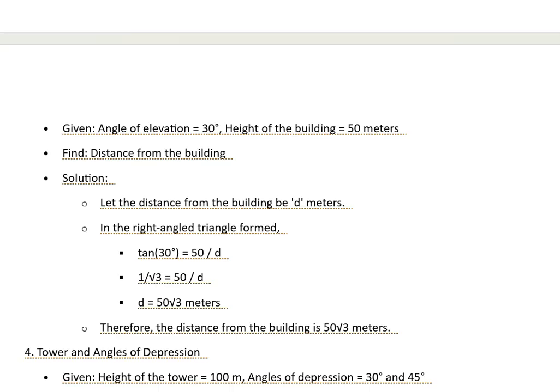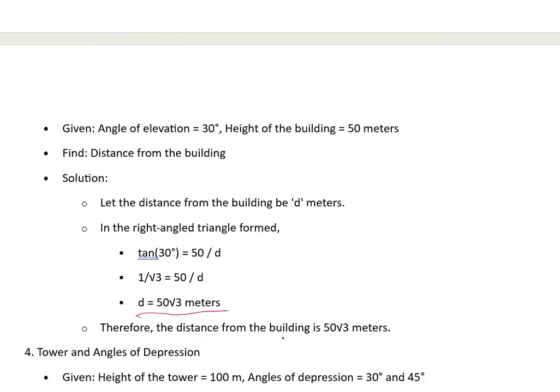In the right angle triangle formed, tan 30 is equal to 50 by d. The value of tan 30 is 1 by root 3, so 1 by root 3 is equal to 50 by d. We will find the value of d. Therefore, the distance from the building is 50 root 3 meter. Clear?